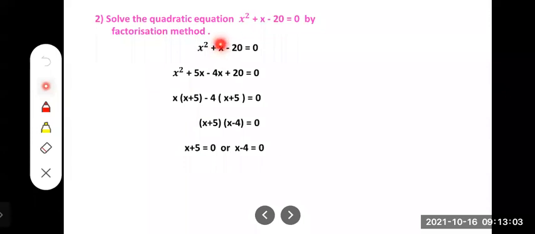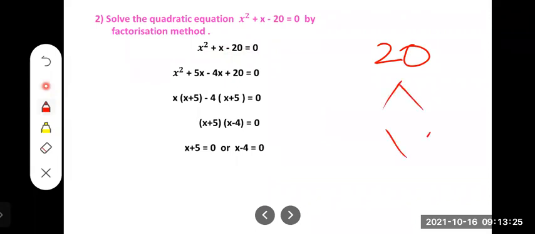To split this middle term into 2, we need 2 numbers. How can we find them? As I told you before, you write this minus 20 on the top, and the x coefficient is how much? 1. So you write 1 at the bottom. See, I will write 20 over here, and this 1 over here. This 20 is not plus 20, it is minus 20, so you write it along with the sign.